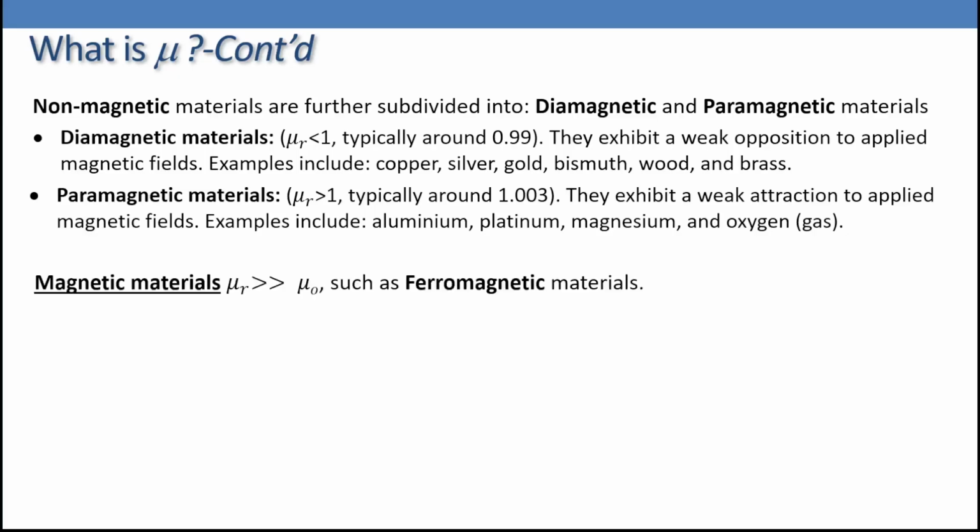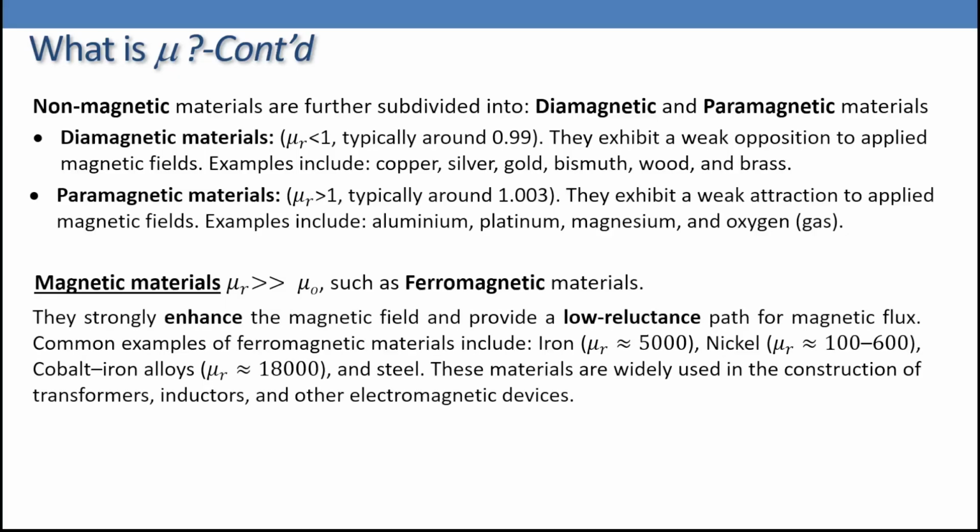What about magnetic materials? Magnetic materials are those where μr is high or very high compared to μ0, such as ferromagnetic materials. Can you explain more? These materials strongly enhance the magnetic field and provide a low reluctance path. So what do you mean by low reluctance? Low reluctance, we're going to speak about in the further slides. But for now, it means we have a path which allows the flux to move freely.